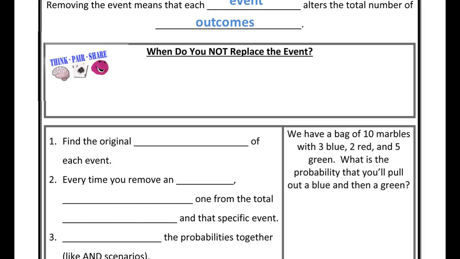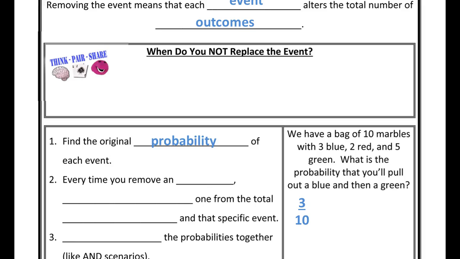In a problem like this, you're going to proceed just like if you had replaced the event. You're going to find the original probability of each event. So in this case, we have a bag of 10 marbles. 3 are blue, 2 are red, 5 are green. What's the probability that you'll pull out a blue and then a green? Well, the probability of pulling a blue marble, there's 3 specific events out of 10 total outcomes. That's 3 out of 10.